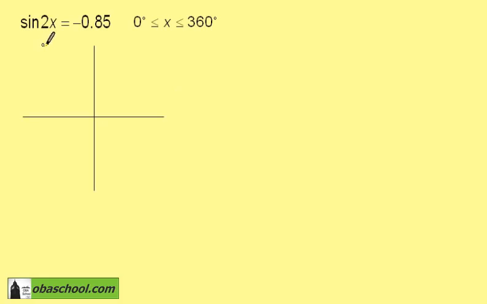We want to solve sin 2x = -0.85 for values of x between 0 and 360. If we're looking for values of x between 0 and 360, then for 2x we're going to look for values between 0 and 720.